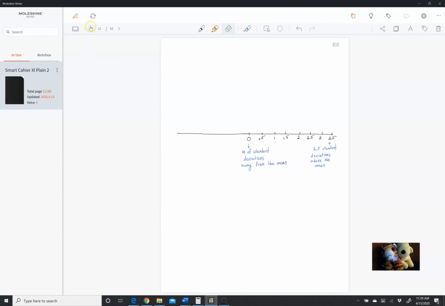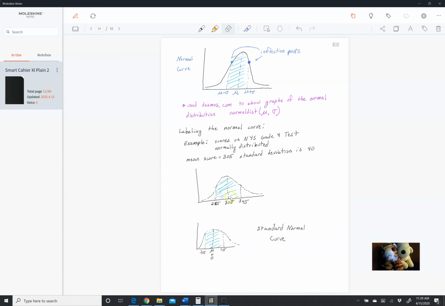Okay, so if we go back to this graph here, what this is saying is that point where we said 3.5 is if we went up by 40, then we went up by 40 again, then we went up by 40 again, and then we only went up by 20 because we're only talking about 3.5. So we took 40, we multiplied by 3.5, okay, which is 140, and we went 140 away from 305, okay, which is 445.